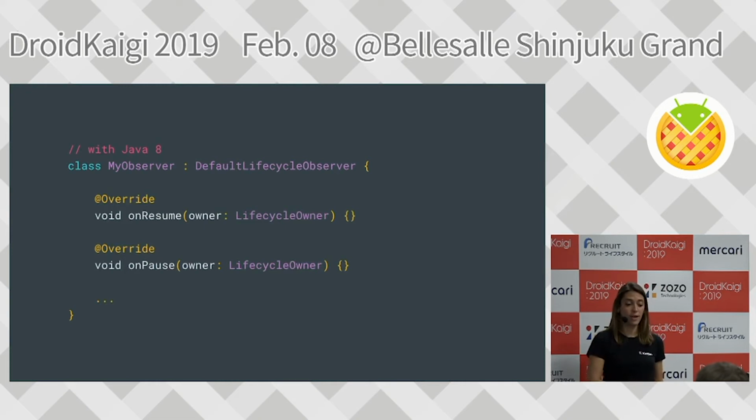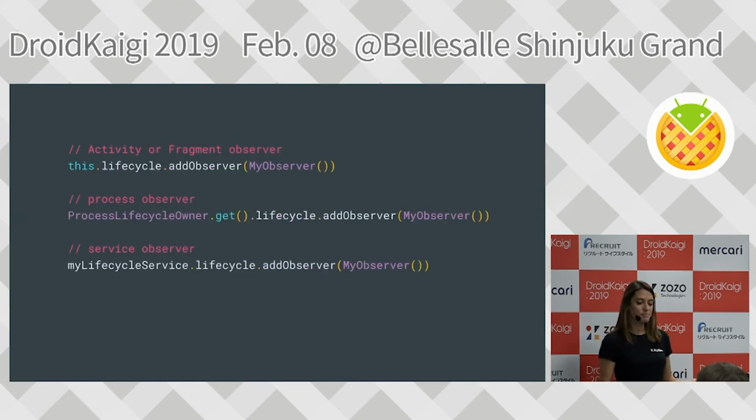If you're targeting Java 8, prefer implementing the default lifecycle observer and overriding the method that you're interested in. But the difference with this is that you don't have an onAny method. So if you do care about onAny, use the other approach. Then make sure you connect the observer to the lifecycle you want to observe. And that's it.